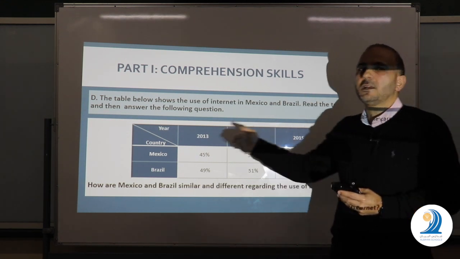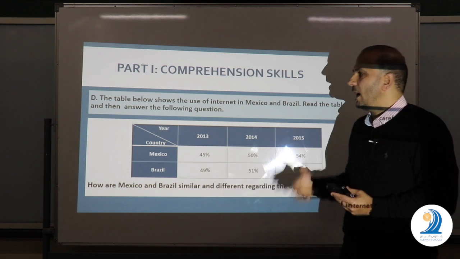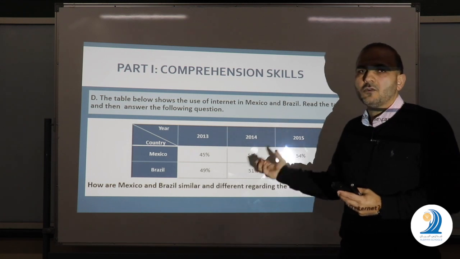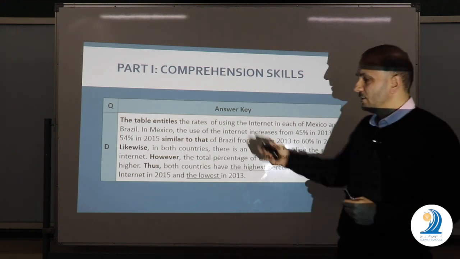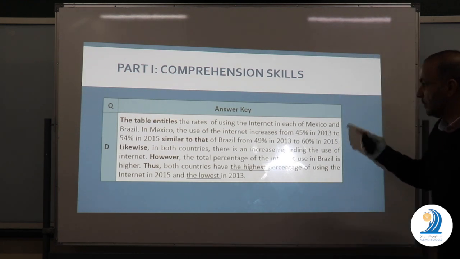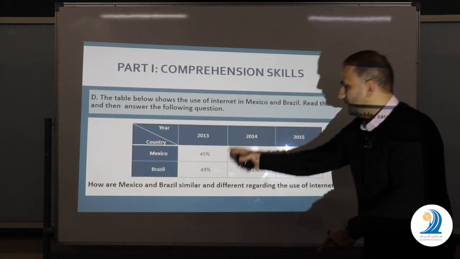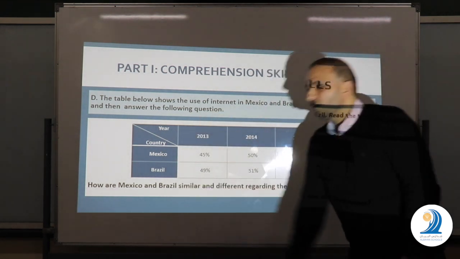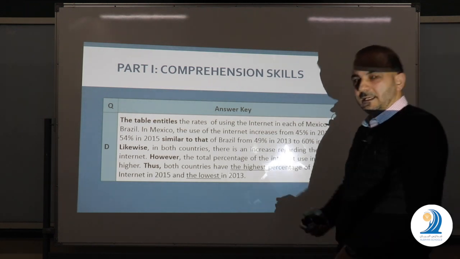It's better, of course, you can start with the analysis directly concerning grade 9 students, but it's better just to tell the correctors what this graph or this chart is entitled. If you go to our own answer, we say that the table entitles the rates of using the internet in each of Mexico and Brazil. The rates of using the internet, as we said here, in each of Mexico and Brazil. Let's start by the analysis, as we said in the class, as shown or etc.